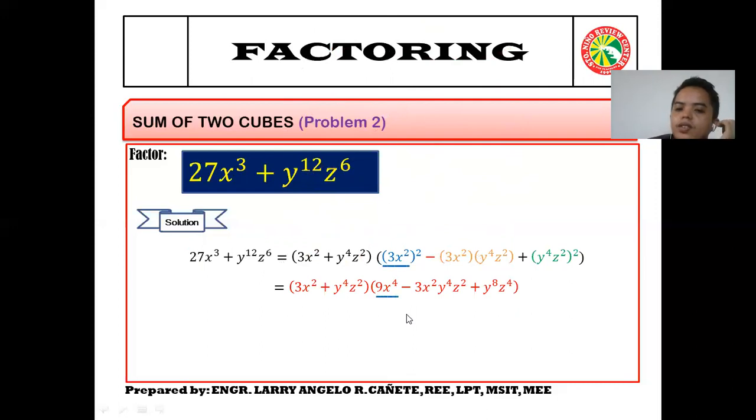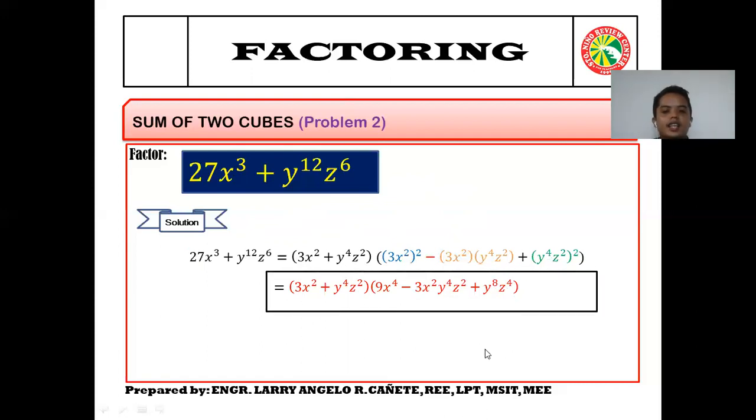So this is the square root of 3x squared, which is 9x^4. And then when you multiply 3x squared and y^4 z squared, it is 3x squared, always negative here. And then lastly, simplifying this one, this is exponent to exponent, multiplying. So 4 times 2, that is 8. And then 2 times 2, that is 4. So y^8 z^4. So therefore, this is your final answer.